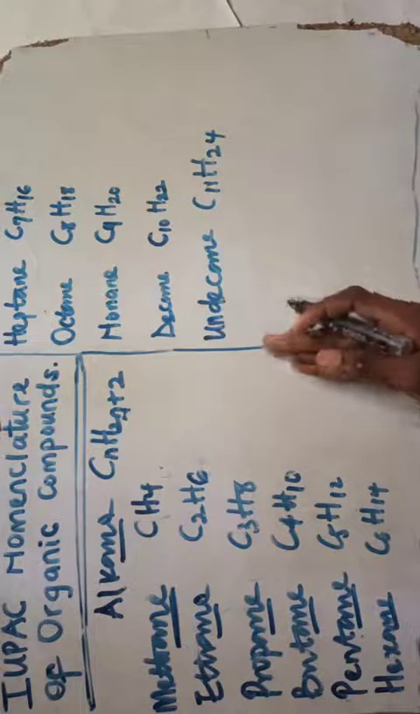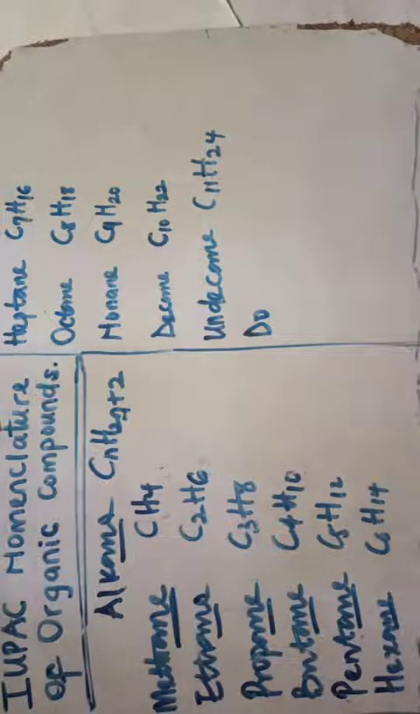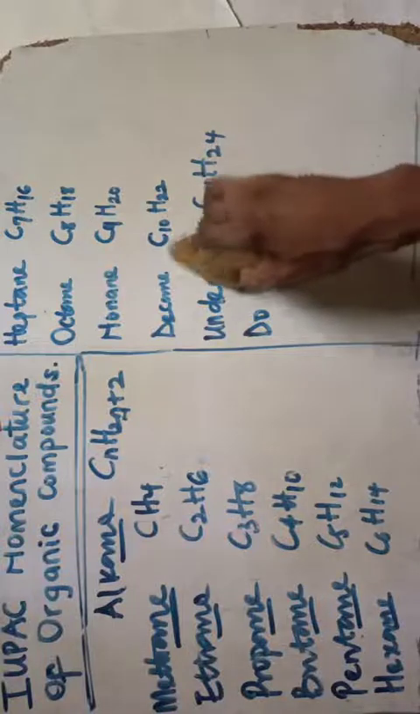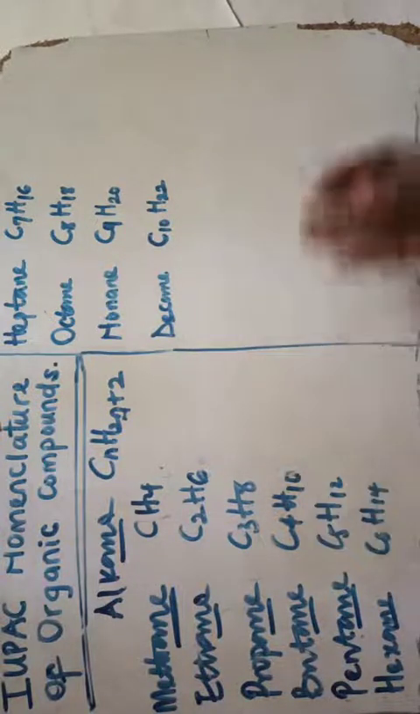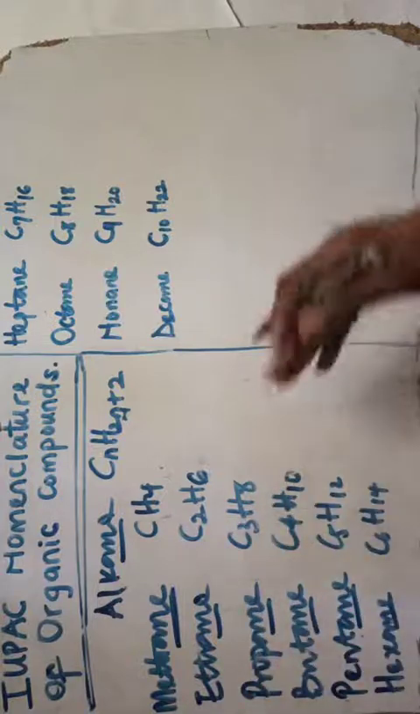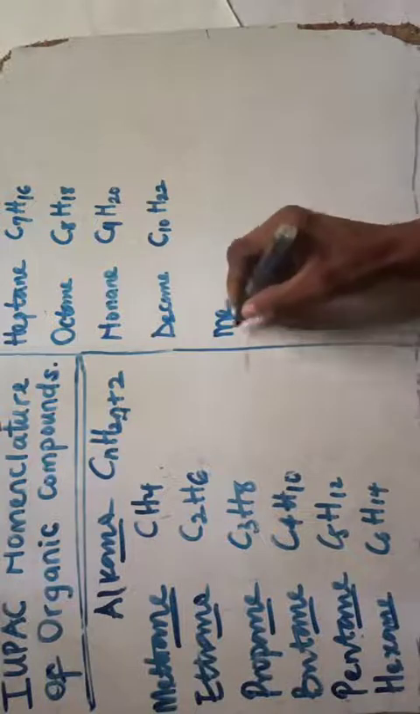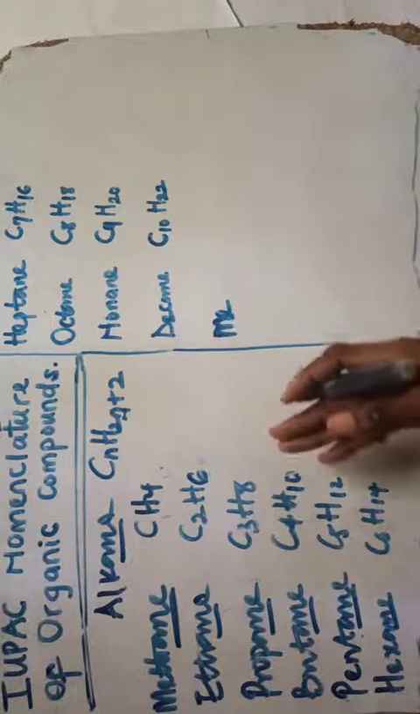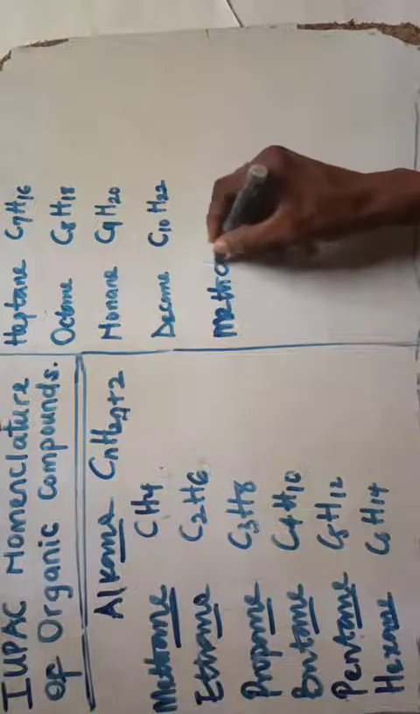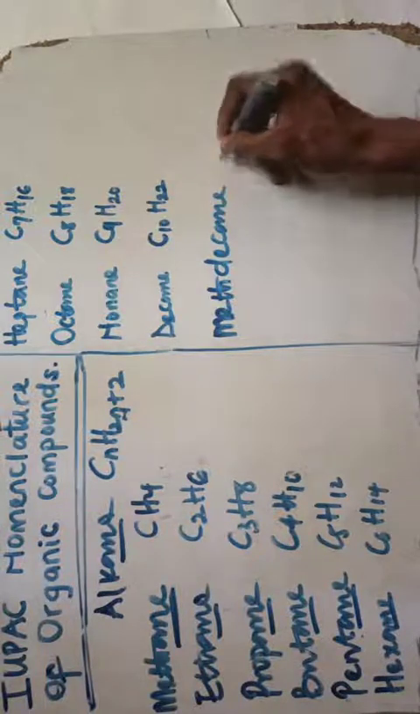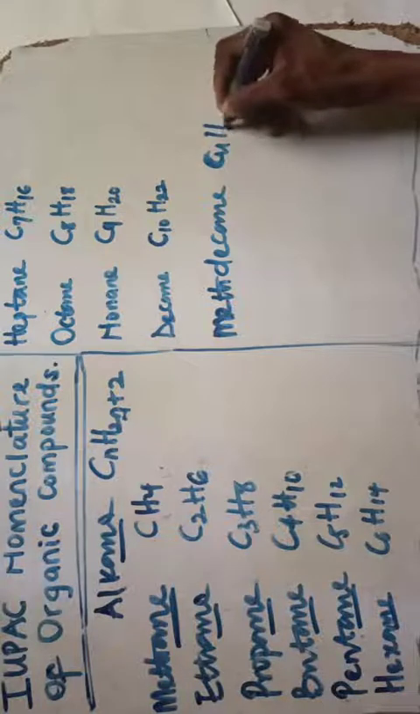Or you can say methadecane. If you don't want to use undecane, the next can be dodecane. If you don't want to use that, you can make use of this very series family. The most common one, or the very different one which is not very popular, is methadecane, generated from the word methane. This signifies you're talking about C11H24.